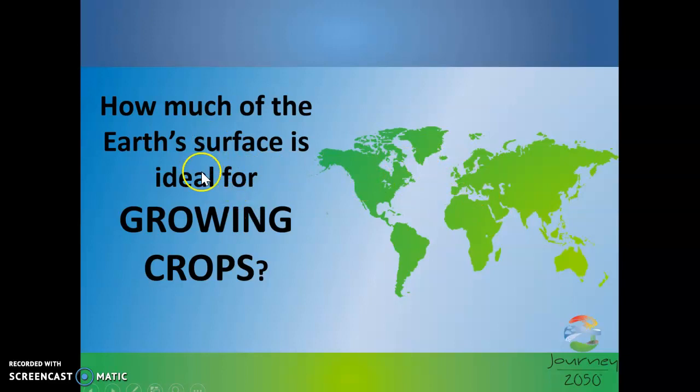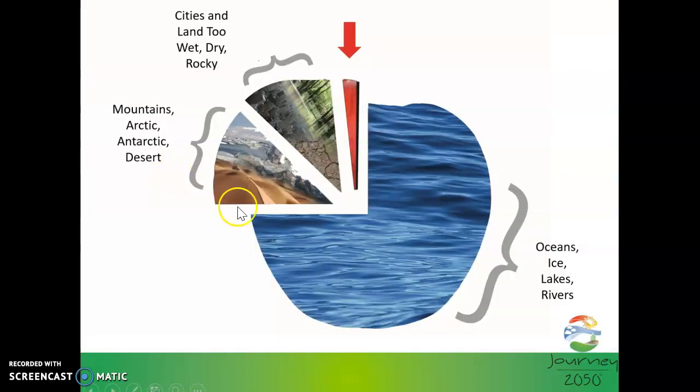So, what percentage can we use to grow crops? Well, if we were to make it a pie chart here, look here, probably 75% of this pie chart is water, and that's our oceans, glaciers, lakes, rivers, streams, ponds. So 75% of our planet is covered in water. Can't grow crops there. The next biggest sliver is our mountains, our Arctic areas, our desert areas, just areas that don't have the soil fertility, don't get the amount of water, don't have the temperatures needed to grow crops.